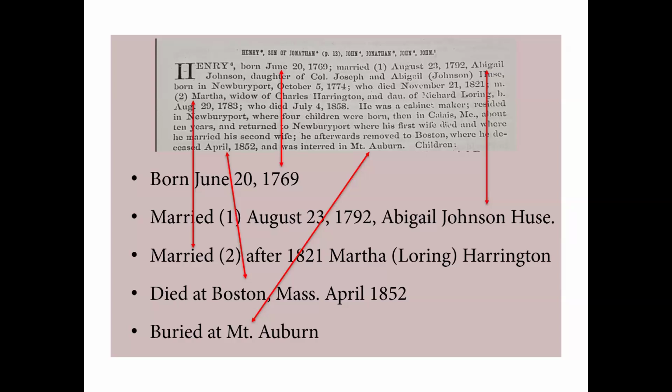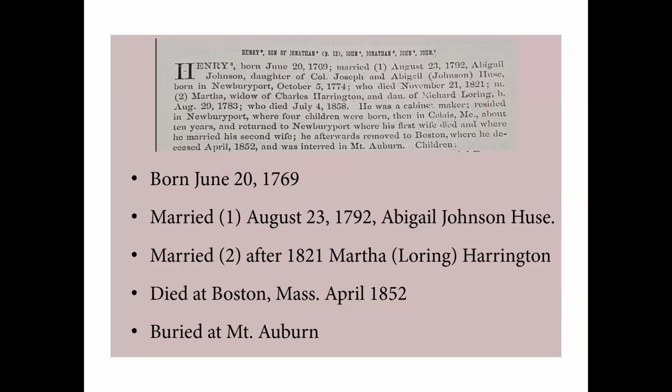So we can put down his birth. We could put down another question. He was married August 23rd, 1792 to Abigail Johnson Hughes. He married secondly after 1821. We know that because Abigail dies that year. And he marries Martha Loring Harrington, but doesn't give the date of that marriage. We know from this sketch, it says that he died in Boston in April 1852, but we don't have a full date, and buried at Mount Auburn. Mount Auburn where? So I might have to do some creative Google searching to see what Mount Auburn Cemetery is located near Boston. And of course, I found out quickly it's across the Charles River in Cambridge, Massachusetts.